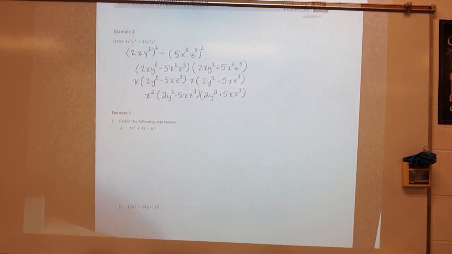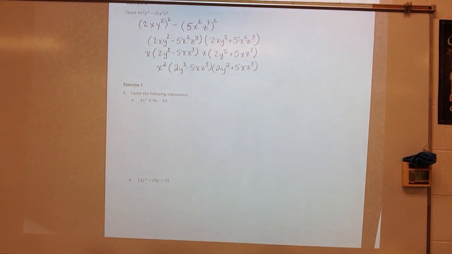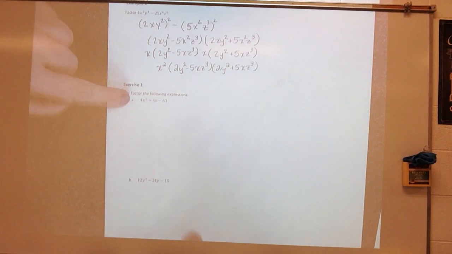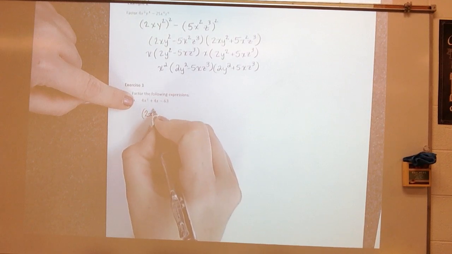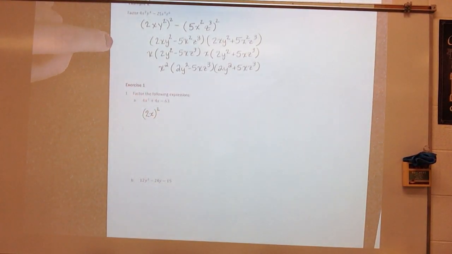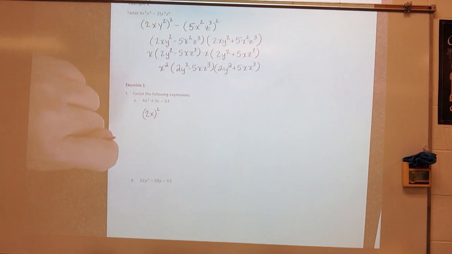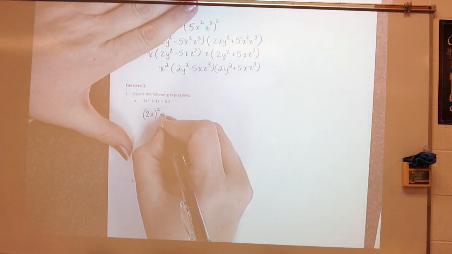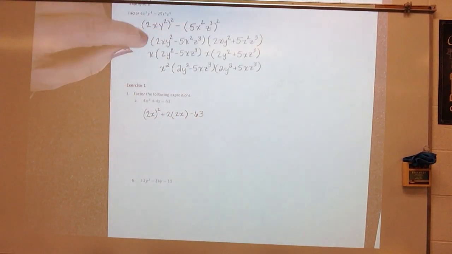Alright, so let's factor this. I have 4x squared plus 4x minus 63. Alright, so let's think about, what can I do? 4x squared is a perfect square. That would be 2x quantity squared. 4 is a perfect square, but I want to get 2x in there. So what can I multiply times 2x to get 4x? Well, I can multiply 2. So 2 times 2x, and minus 63.